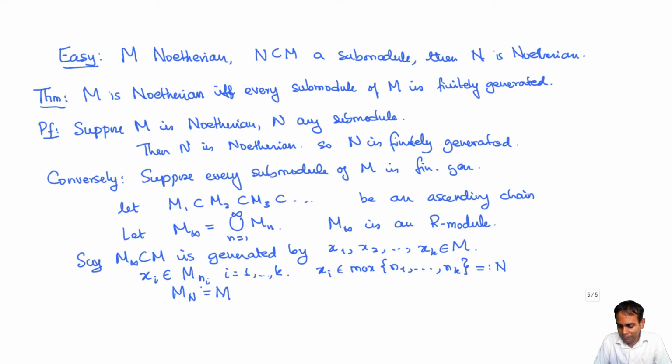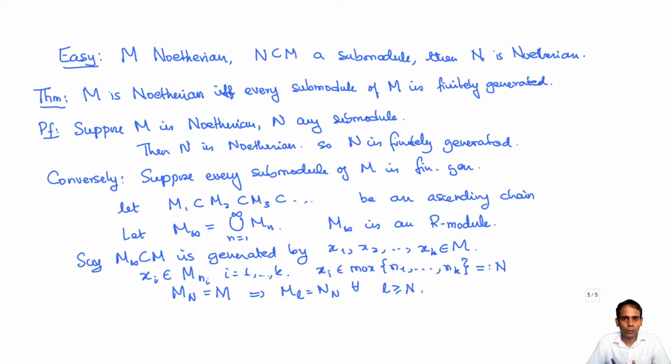It cannot be any smaller because these elements x1, x2, ..., xk generate M infinity, and they're all in MN. So MN must be equal to M infinity, because that's the smallest R module containing x1, x2, ..., xk, which means that ML is equal to MN for all L greater than or equal to N. So here we've characterized Noetherian modules in terms of finite generation.